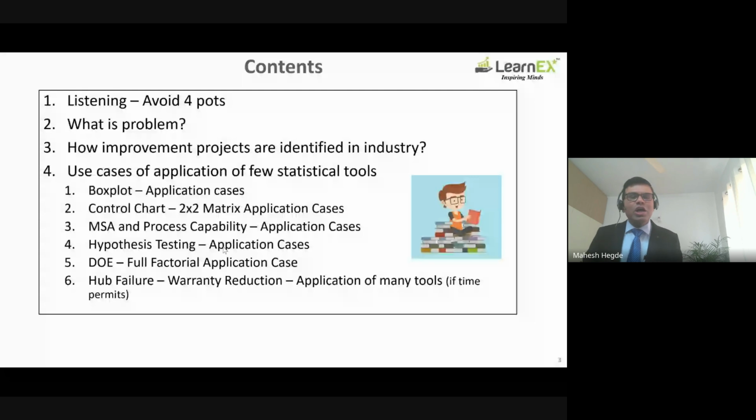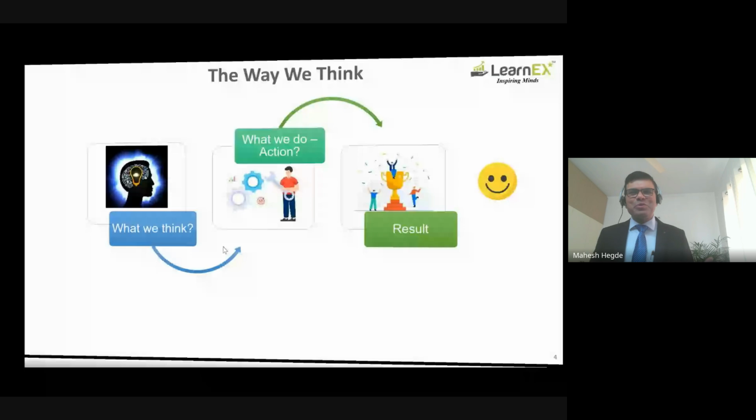And then how do we apply design of experiments? Can we see some application examples of a full factorial design of experiments? And if time permits, I'll also cover one more case study, but I'm doubtful that I'll be able to cover many case studies.